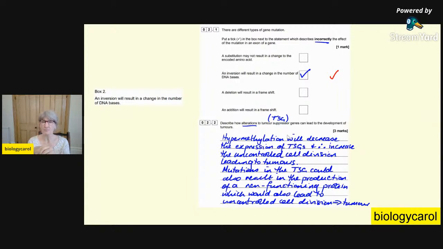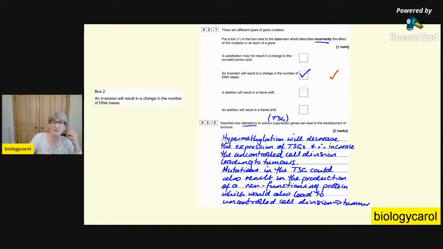Methylation minuses. So too much methylation will greatly decrease the expression of tumor suppressor genes. And actually, we like tumor suppressor genes because healthy tumor suppressor genes reduce the mitosis. They reduce cell division. They suppress tumors, okay? So if we decrease the expression of a tumor suppressor gene, does it make sense that we are increasing the likelihood of uncontrolled cell division and therefore the development of a tumor?